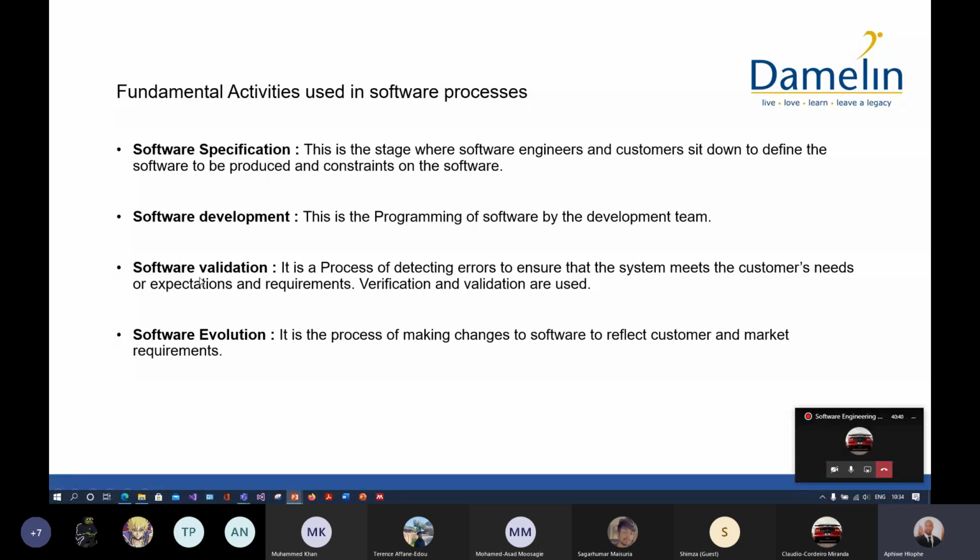And then we have software evolution as well. We say software doesn't stay the same. It has to change with the environments that we are in. As your customers or your organization grows, your software will also evolve after some time. Maybe now you're growing as a business and you're adding more employees. There's a need for the software to be able to accommodate all of those people in the organization.